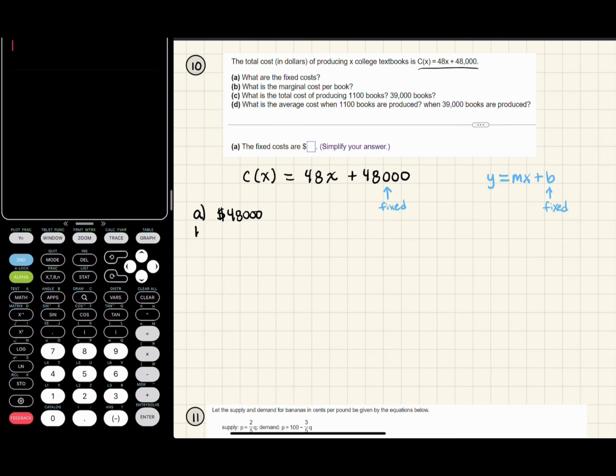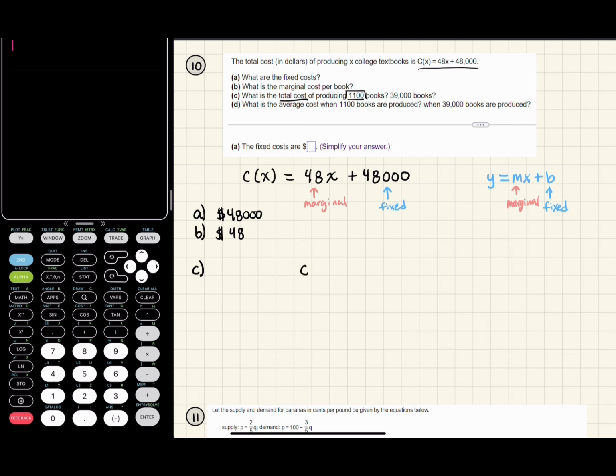Part B asks for the marginal costs. Marginal costs we can think of as the slope, or the m, in front of our variable. That would be this guy. So our marginal costs are $48 per book. Alrighty, part C, we gotta do some math. They want the total cost for producing 1,100 books, and then 39,000 books. But we'll take care of the 1,100 first.